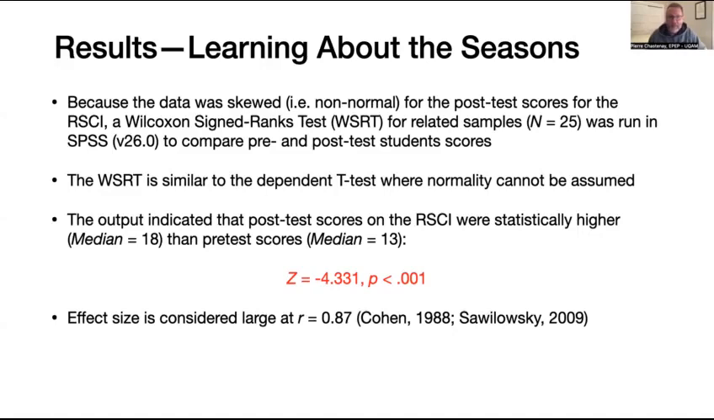And the output indicated that the post-test scores on the Reasons for Seasons Concept Inventory were statistically higher than the pre-test scores. The median was 18 on the post-test and 13 on the pre-test. And the z-statistic was significant at 0.001, which is good. Effect size is considered large at r equals 0.87, large or very large, depending on the scale that you use.